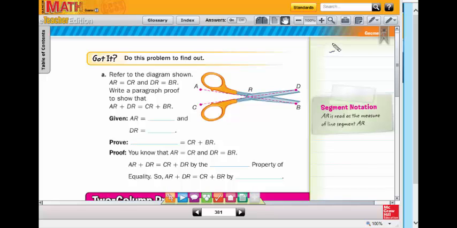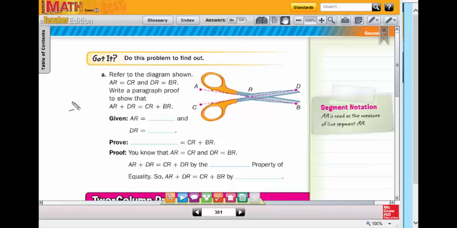Here are your solutions to the letter problems for Chapter 5, Lesson 2. Letter A asks us to refer to the diagram shown, and AR equals CR, so right here is AR equals CR, and furthermore DR, which is right here, equals BR. Then they want us to write a proof to show that AR plus DR equals CR plus BR.